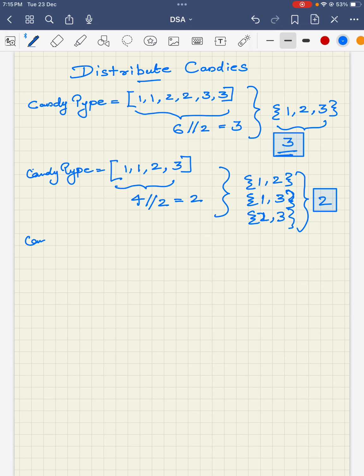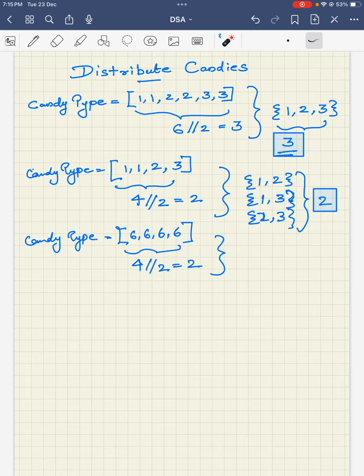And let's take another example. If the candy type is 6, 6, 6, 6, as per the advice, you can have a maximum of 2 candies. But even though you have the opportunity to have 2 candies, we don't need to have 2 because there are no 2 categories. There is only one category, that is 6. So the choice would be 6, and in this case the answer would be 1.